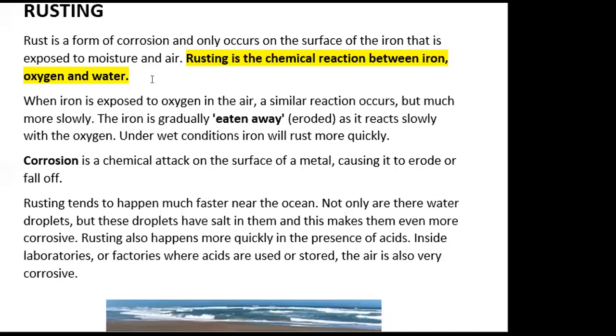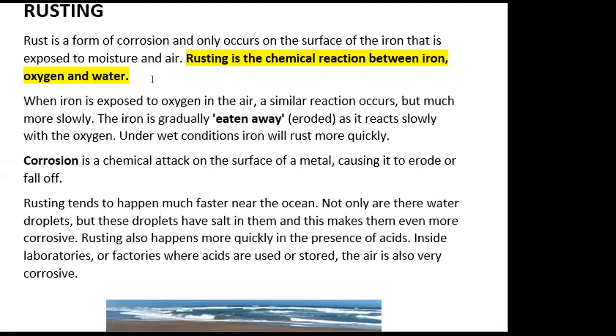Rusting is the chemical reaction between iron, oxygen, and water. When iron is exposed to oxygen in the air, a similar reaction occurs, but much more slowly. The iron is gradually eaten away, or rather, we say it's eroded, as it reacts slowly with oxygen. Under wet conditions, iron will rust more quickly.